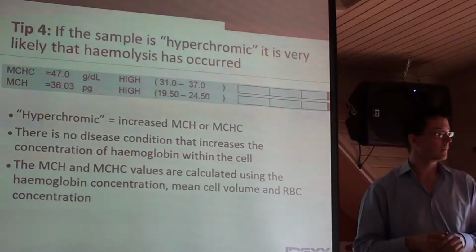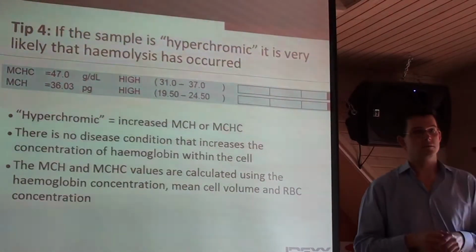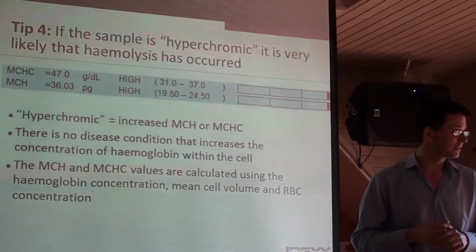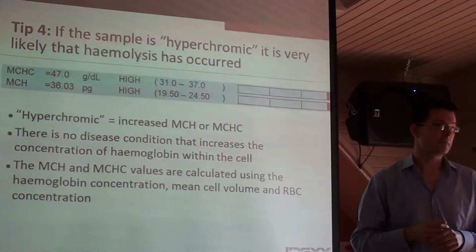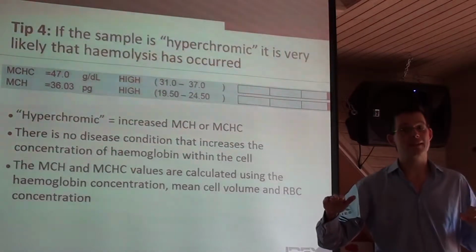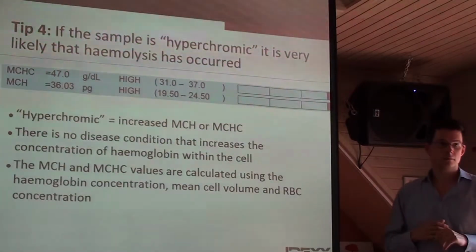The analyzer finds fewer red blood cells than the animal actually has. So the concentration of red blood cells goes down, but the concentration of hemoglobin stays the same.